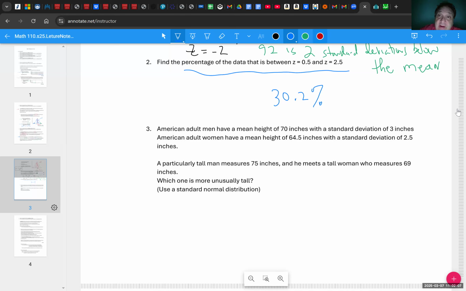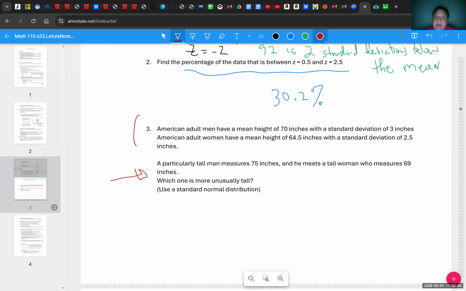All right, here goes. Here's my example. American adult men have a mean height of 70 inches with a standard deviation of 3 inches. Again, thank you, Internet, for giving me random facts that may or may not be true. American adult women have a mean height of 64.5 inches with a standard deviation of 2.5 inches. Hopefully, those numbers are fairly accurate. So my question is over here. A particularly tall man measures 75 inches, and he meets a tall woman who measures 69 inches.